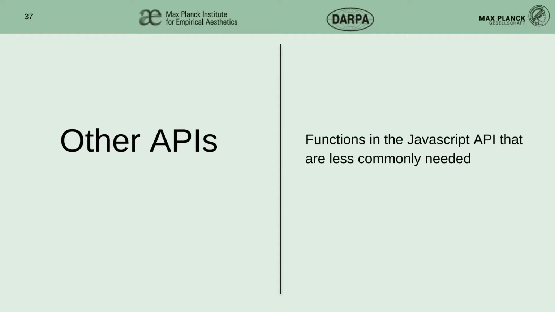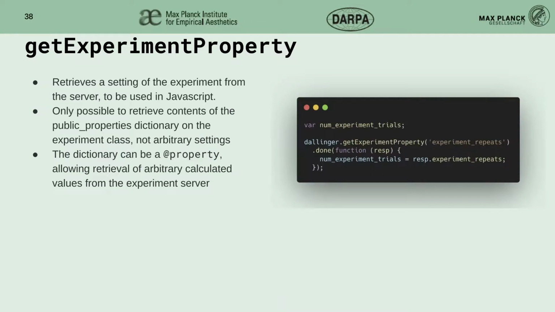So those are the things that you're always going to have to do at least some of when you're building JavaScript for your experiment. But there's a few other things that might be helpful that you probably won't use on every experiment, but if you're building a lot, you will use eventually. One of them's get experiment property. This lets you define things in the Python side of the experiment that are exposed to the JavaScript side.